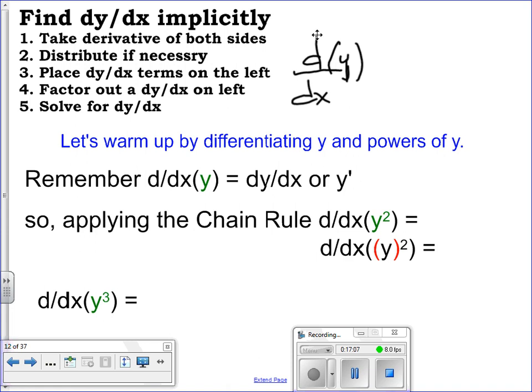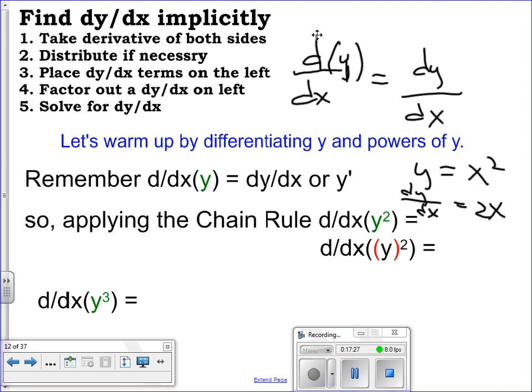When you find the derivative of y with respect to x, that is dy dx, right? Think about what you've always done. Like if you had y equals x squared and you took the derivative of y with respect to x, it's dy dx, and then it would be 2x, right? You've been saying it all along. So the derivative of y with respect to x is dy dx.